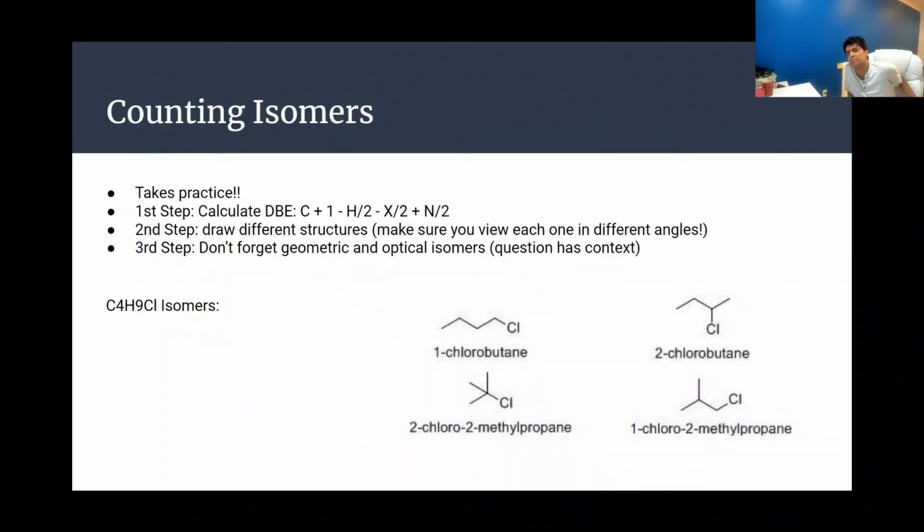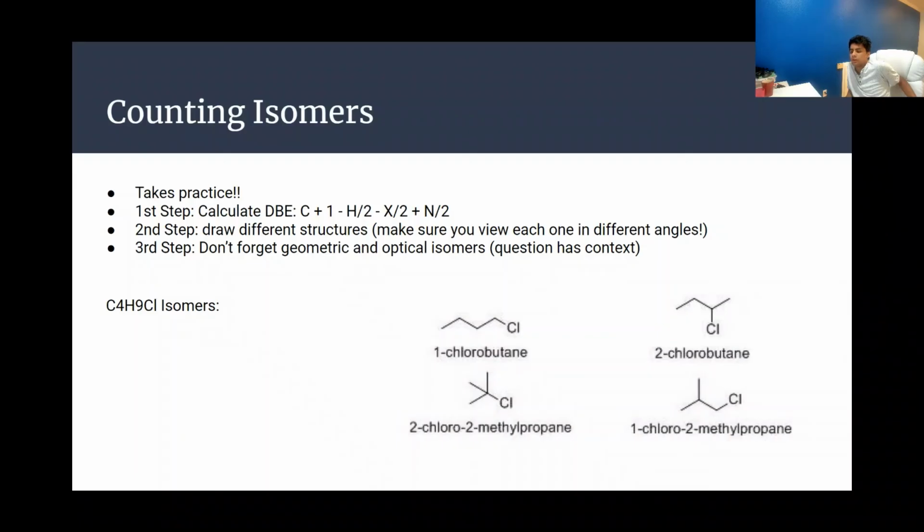Now this is the hardest thing I'll be talking about here, and I can't really cover it in one slide: counting isomers. Counting isomers really takes practice. The first step is to calculate the double bond equivalency. It's carbon atoms plus 1 minus H over 2 minus X over 2 plus N over 2. Just plug it in and find the double bond equivalency. If your double bond equivalency is 1, that implies your compound will have 1 ring or 1 double bond.